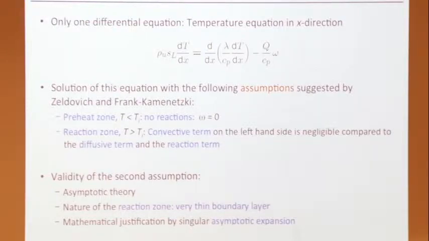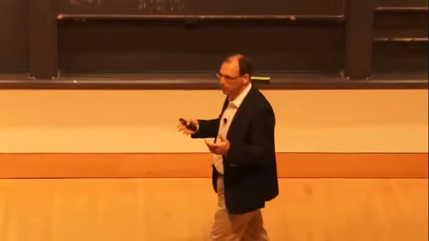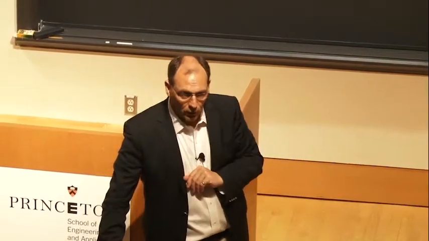So this is where we need to start making assumptions. First assumption, preheat zone. The preheat zone is where the temperature is smaller than the ignition temperature. Ignition temperature is where we say things should start. So we want to say at lower temperatures, omega is 0. Does that make sense? Well, it's not exactly true, but it's a good assumption because you have this exponential dependence, and it basically says that if you go to lower temperature, the reaction rate gets exponentially small.